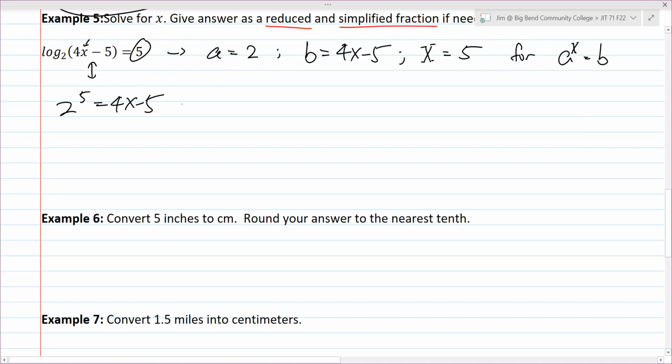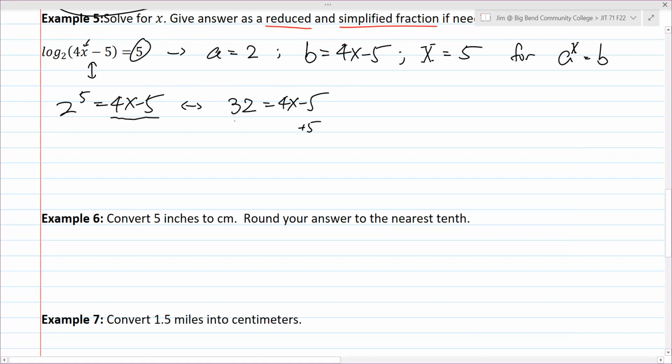All right, now this becomes a simple algebra problem. And we don't apply the like-base property because there's no way for you to turn this into something to the exponent, right? So this question will be easier than expected. 2 to the 5 equals 32. 32 equals 4x minus 5.